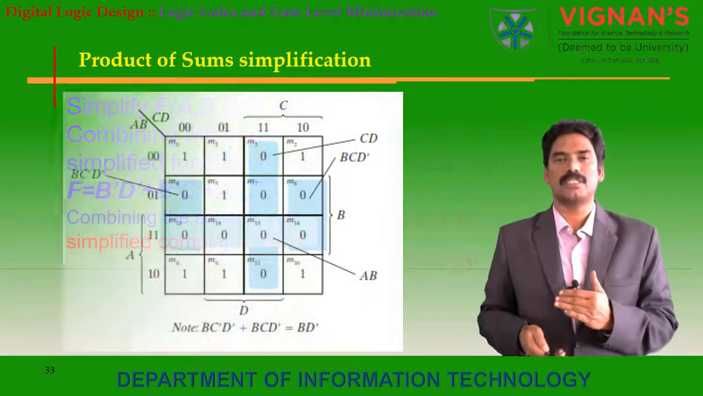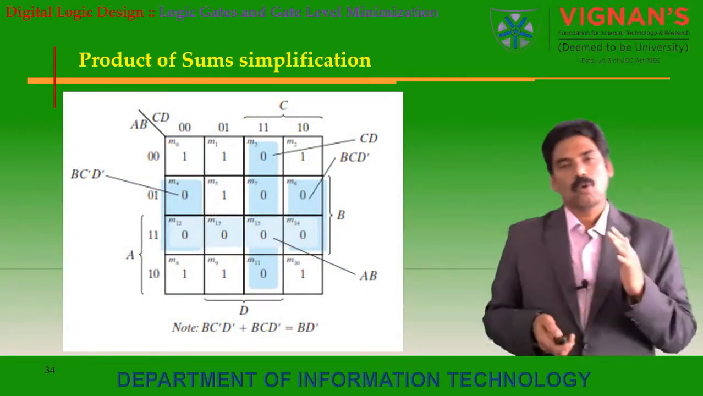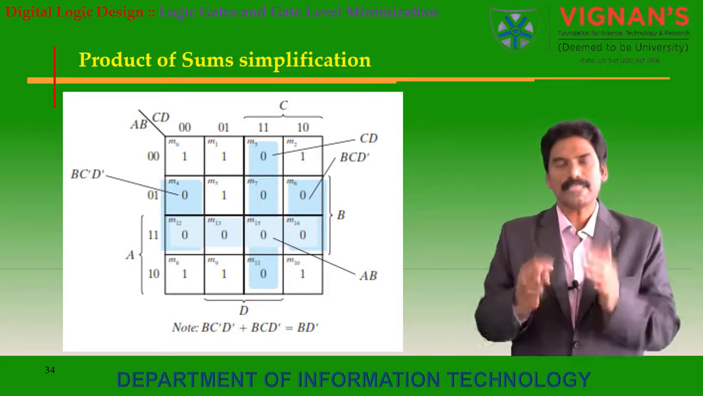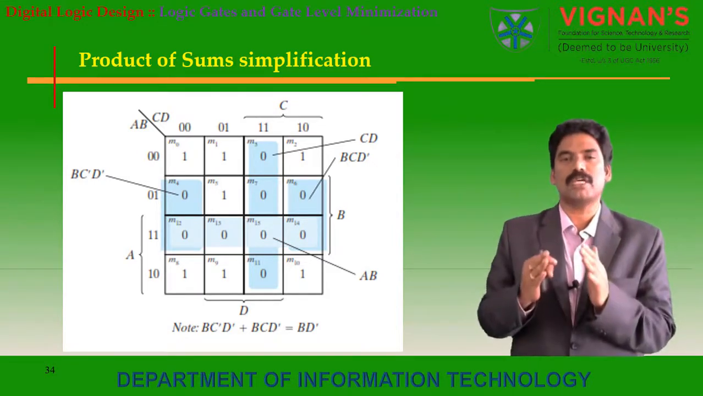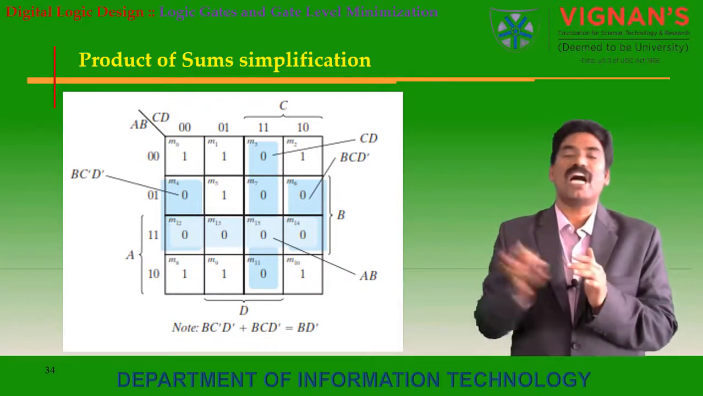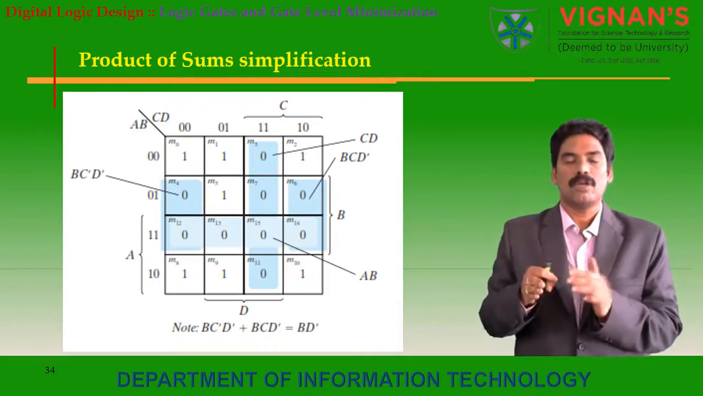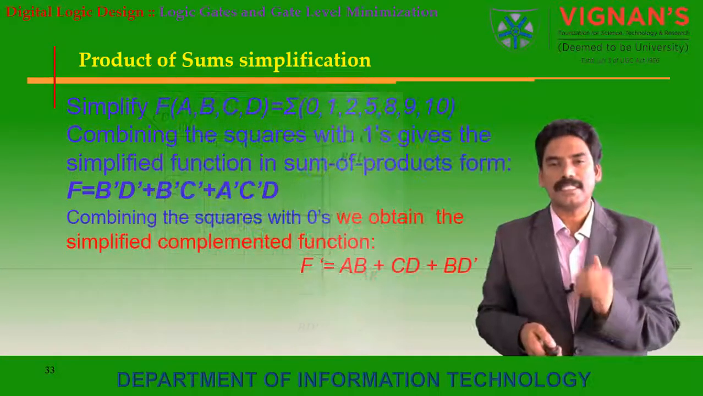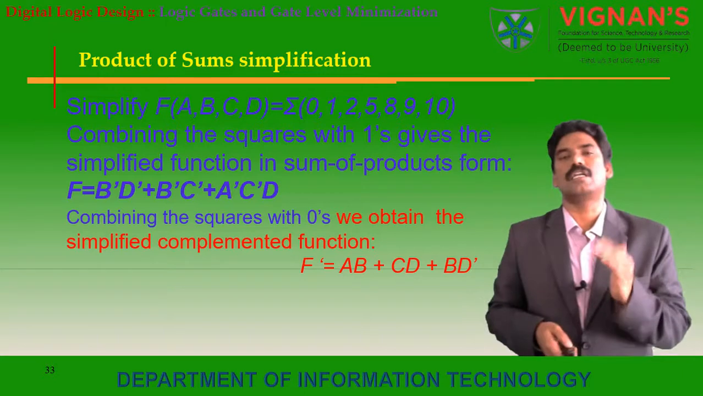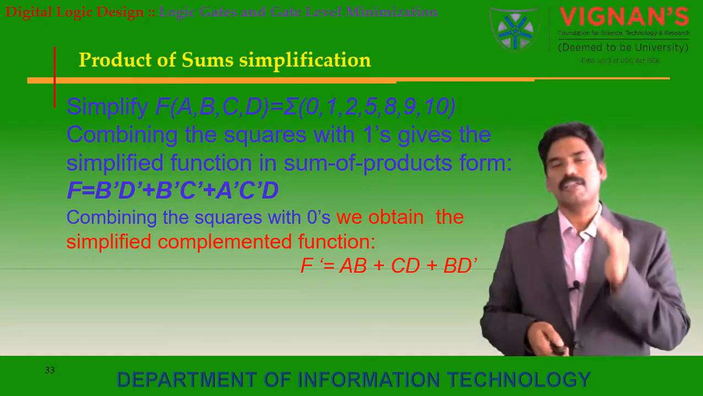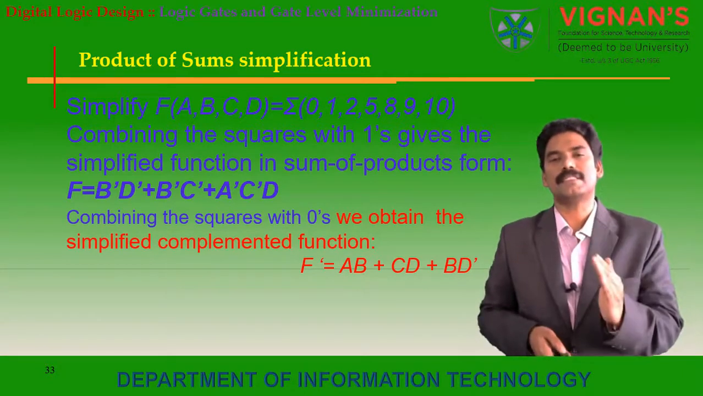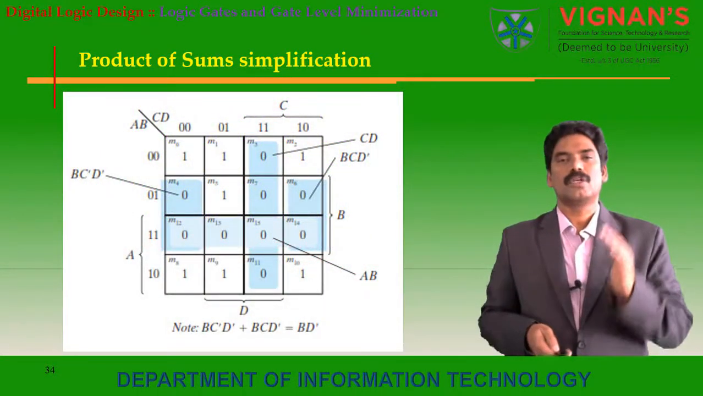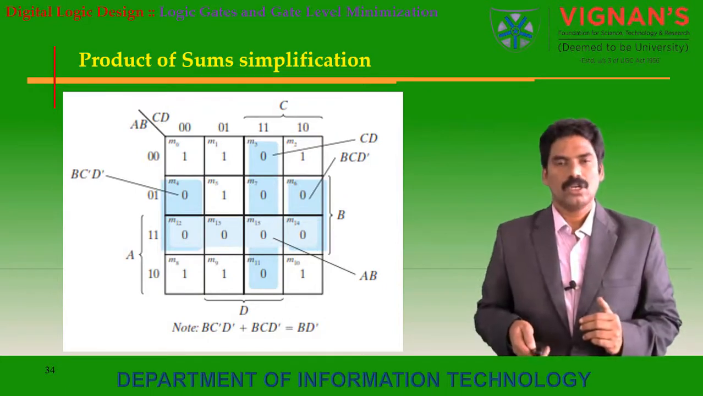See this example, see this table. Now the ones are mapped. In the empty squares we fill zeros and we map those zeros. By mapping those zeros, we get this expression. That expression is called f bar, f complement. F complement is equal to AB plus CD plus BD bar. So this is the expression.